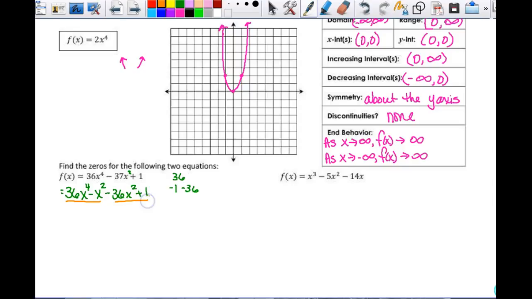I'm going to do my grouping here. So out of these two terms, I can factor out an x squared. That leaves me with 36x squared minus 1.